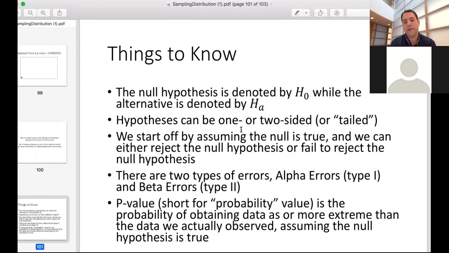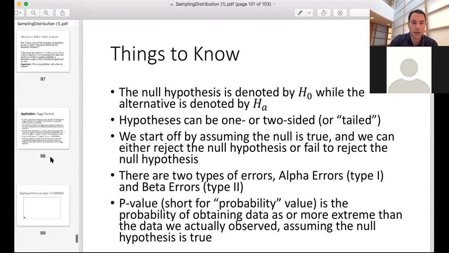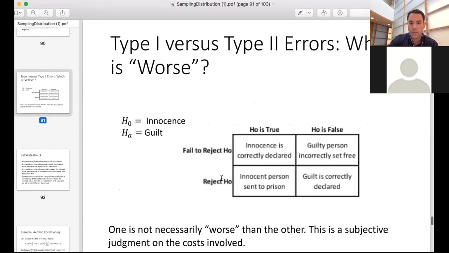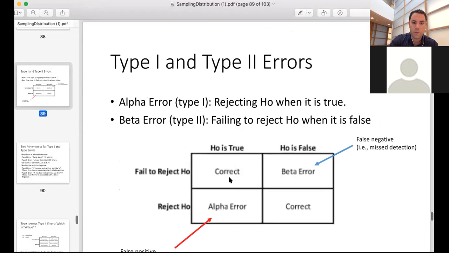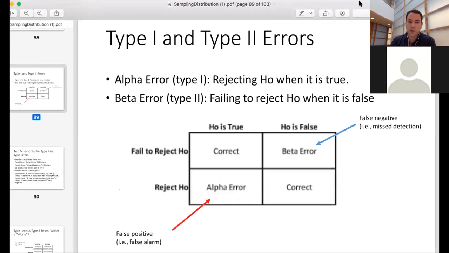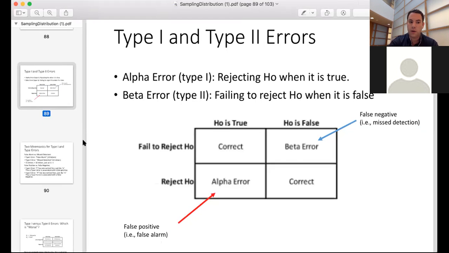And there are two types of errors in the context of a hypothesis test: an alpha error, which is known as a type 1 error, and a beta error, which is a type 2 error. They're also known as a false positive or a false negative. So a type 1 error, an alpha error, is a false positive, and a beta error is a false negative. A type 1 error is rejecting the null hypothesis when it's actually in fact true. And a type 2 error is failing to reject the null hypothesis when it is false. So we have two types of errors.